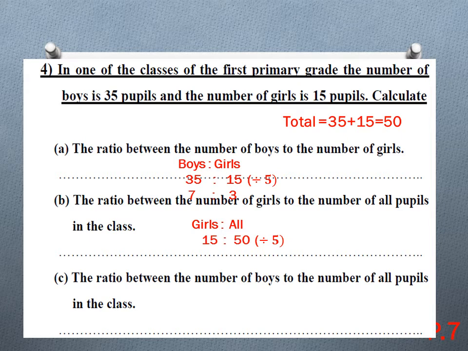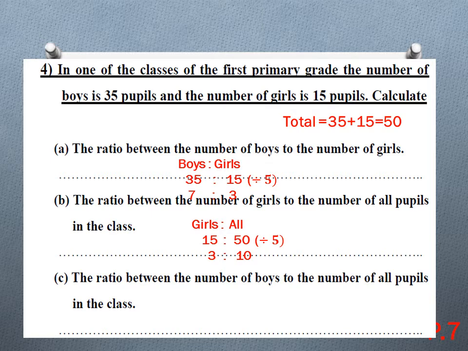And start to simplify them. 5 and 0, we divide here by 5. 15 divided by 5 equals 3, and 50 divided by 5 equals 10. And this is the simplest form. 3 to 10, this is the ratio between the number of girls to the number of all pupils.